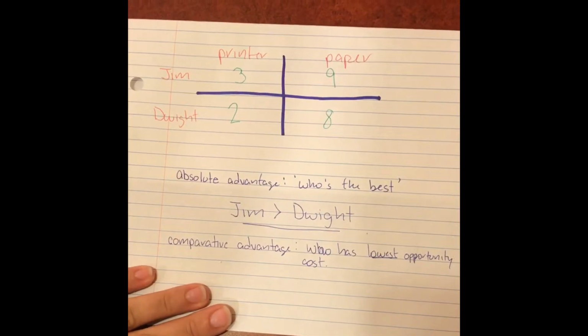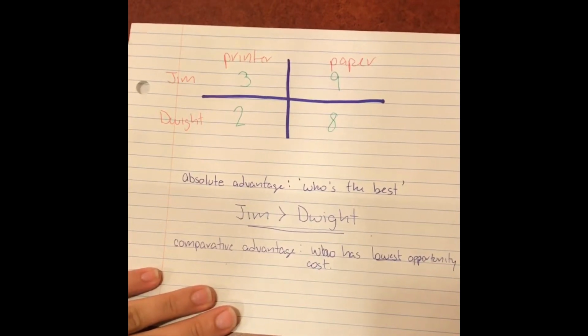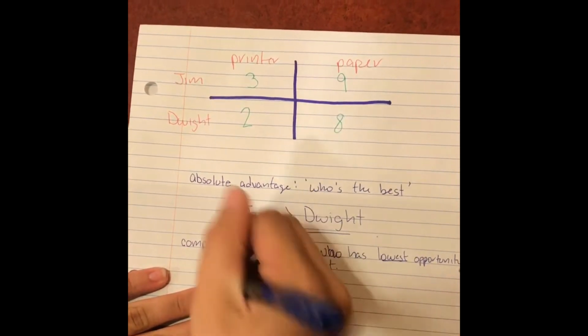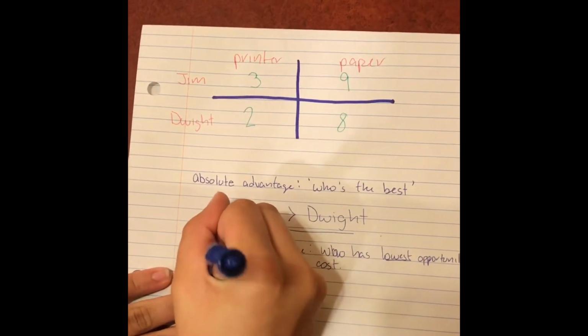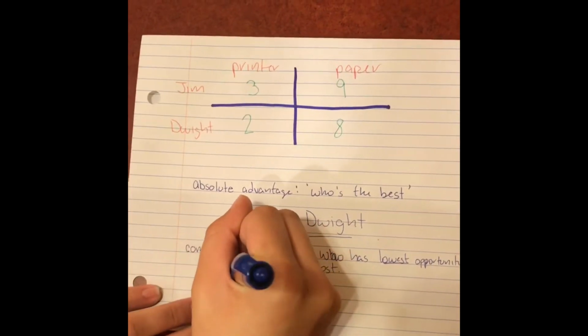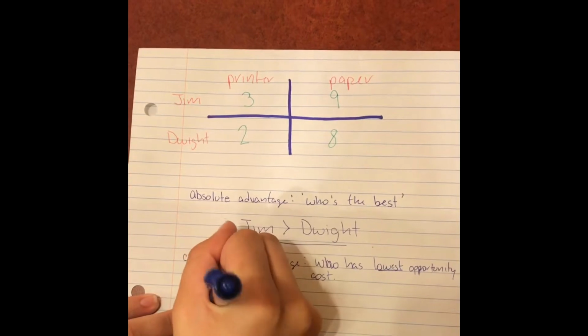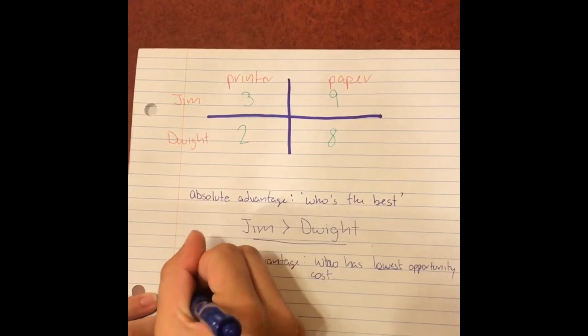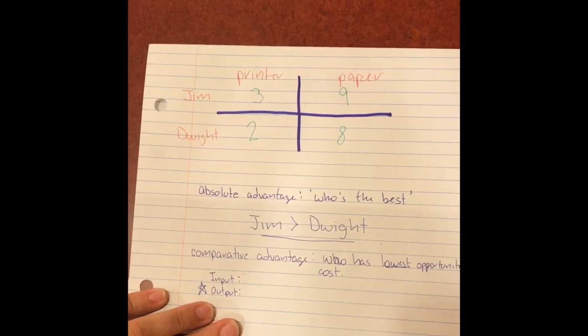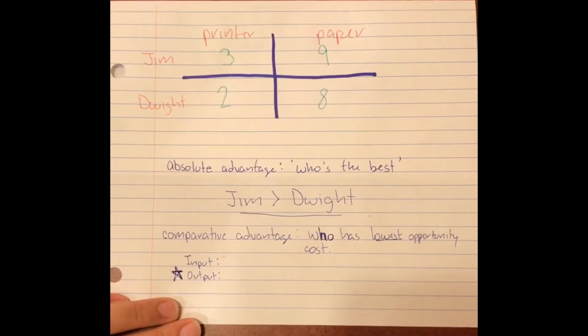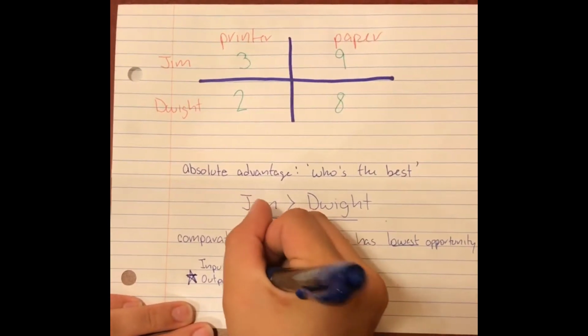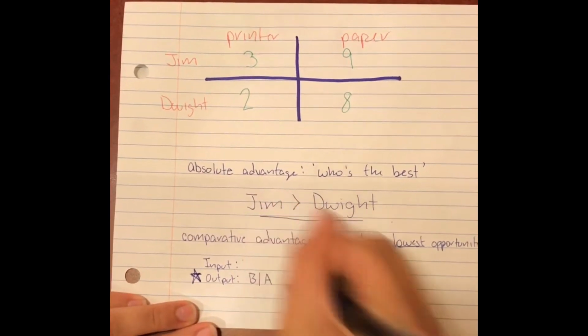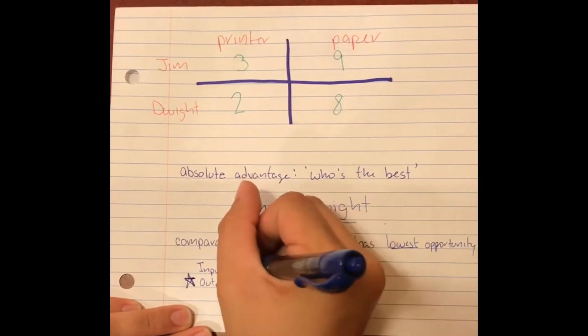When deciding who has the comparative advantage, you must first decide whether the problem is an input of time or output of goods. In this case, because we are selling goods, this will be a case of output. When using output, you use the ratio of B over A. In the case of any input problems, it would be A over B.